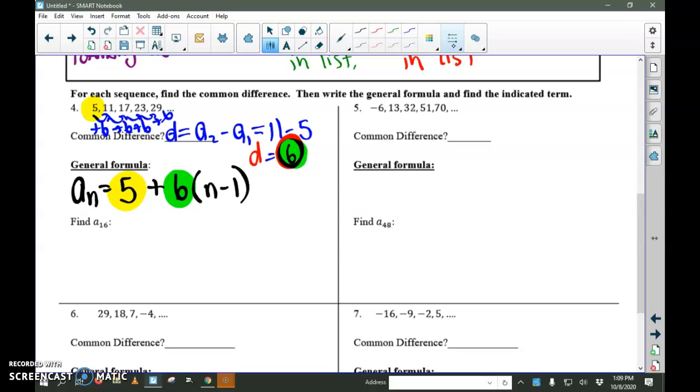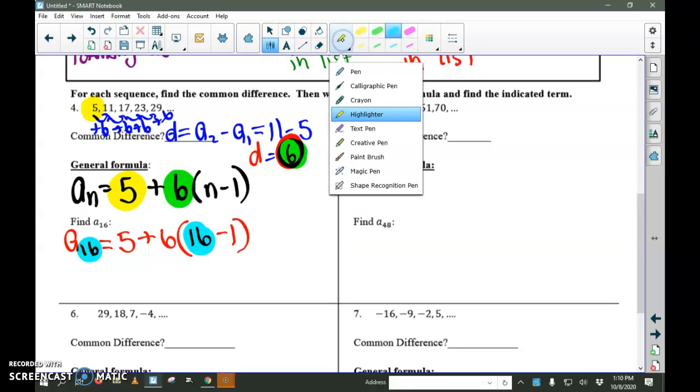I want to find the number in my list in the 16th spot. So I'm going to write a sub 16 equals 5 plus 6. The n is going to match that subscript. I'm looking for the number that's in that 16th spot. Okay, so a little heads up. The number in this subscript is the n that you're putting into your formula.